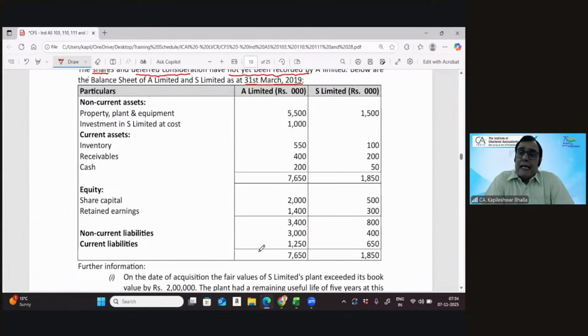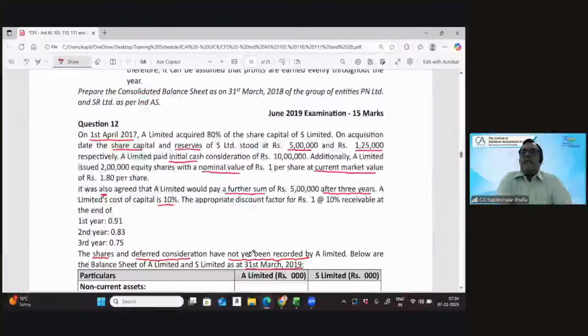Now, if you look at the retained earnings in the balance sheet of S, that is appearing to the extent of 300. Let's go back to the first para, and it tells you very clearly that on the acquisition date, the share capital is 5 lakh and the reserve is 125. So on the acquisition date, it was 125. On the balance sheet date, it is 300.